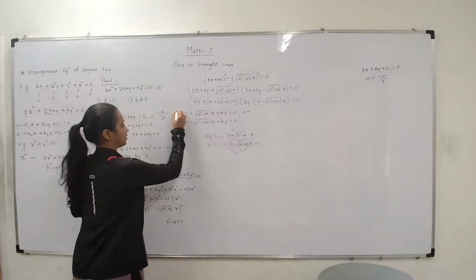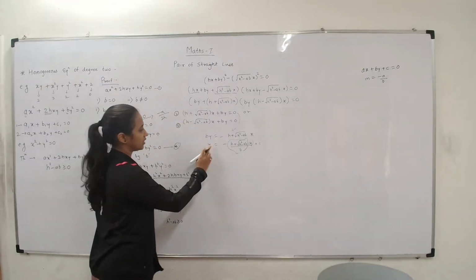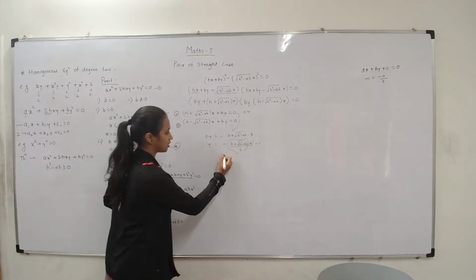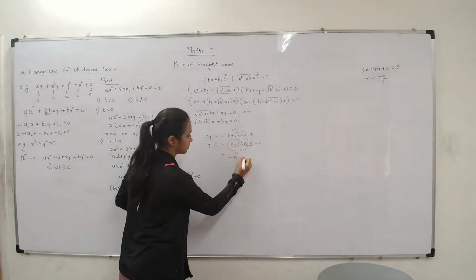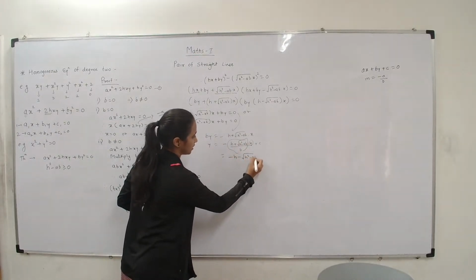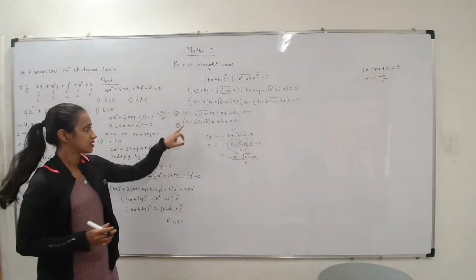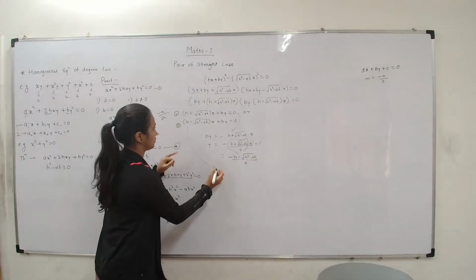This is your first line, this is your second line. First line ला rearrange केलंय का मी? तर first line लाच केलंय ना आपण? हा minus sign दोघांना distribute होईल, minus h minus root of h square minus ab upon b. This is only slope. ठीक है? Same for the second line and solve.